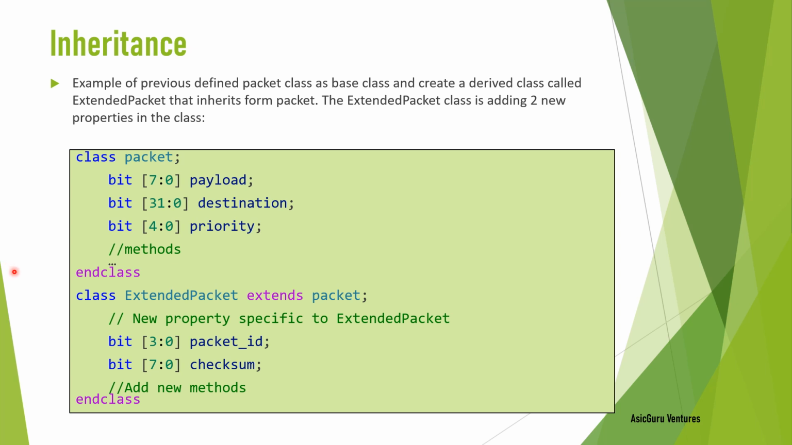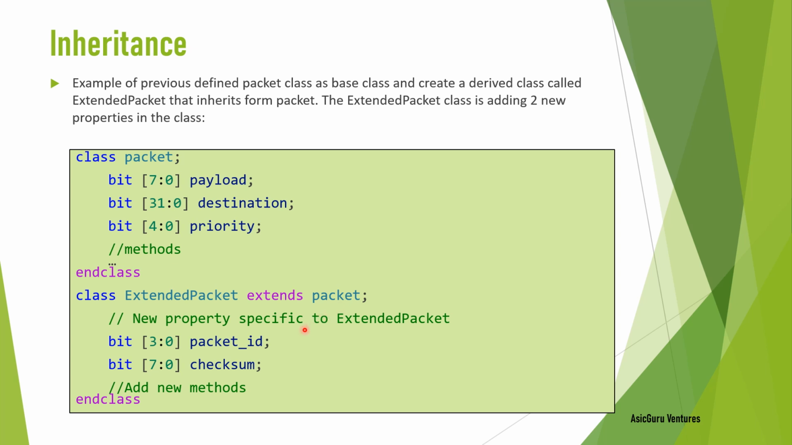So let's see an example to understand how inheritance works in System Verilog. We start with a base class named packet and it has three properties: payload, destination, and priority. Next, we define a new class called extended packet, which extends the base class packet. So extends is a keyword here, and the left hand side name is the derived class name and the right hand side name is the base class name. So extended packet is a derived class which is being derived from the packet class, means it automatically inherits all the properties and methods of the packet class.